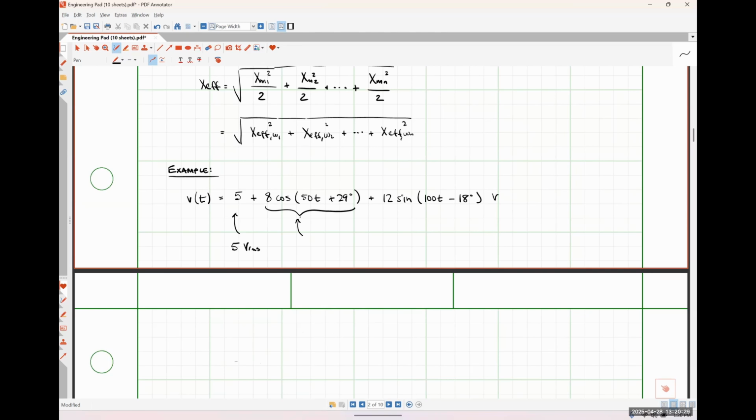Why is it taking so long? 8 over square root of 2. It's a sinusoid, isn't it? What is the effective value of 12 sine 100t minus 18 degrees? 12 over the square root of 2.